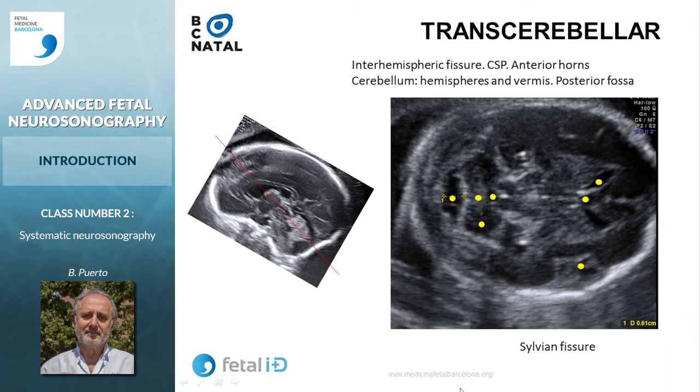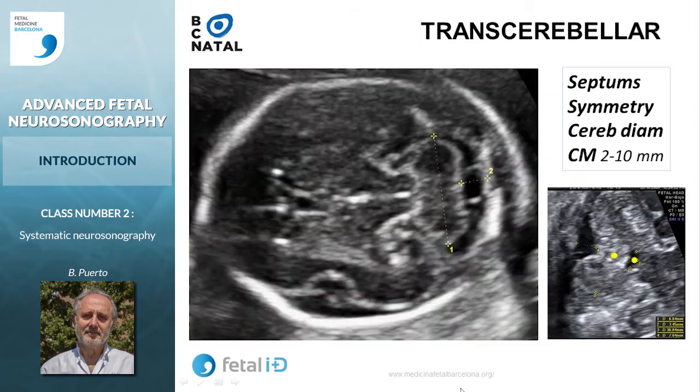The measurements that should be done are the transversal diameter of the cerebellum, the anterior-posterior diameter of the cisterna magna, the symmetry of the two cerebellar hemispheres, the slightly increased echogenicity of the vermis, and the two septums, which are arachnoidal folds, or remains of Blake's pouch. The difference between these two septums and a cyst is that these are symmetric, and we will always find them in the midline.